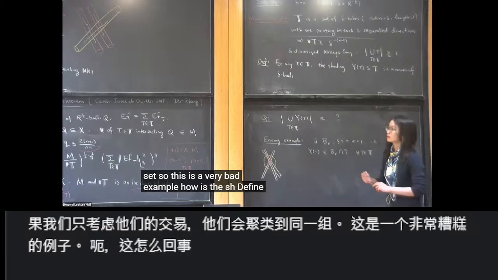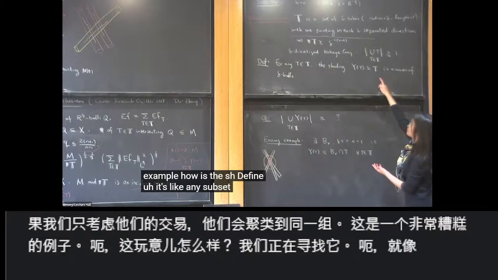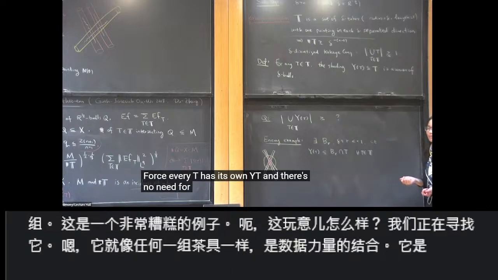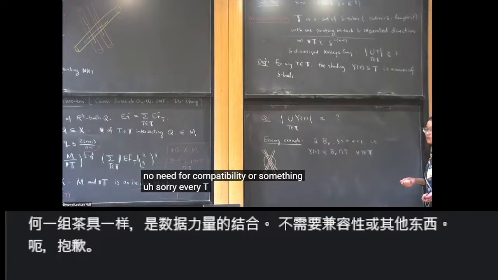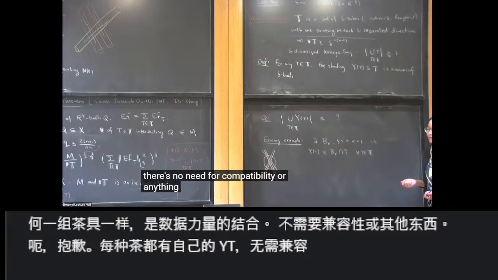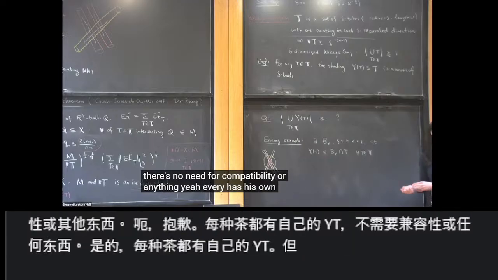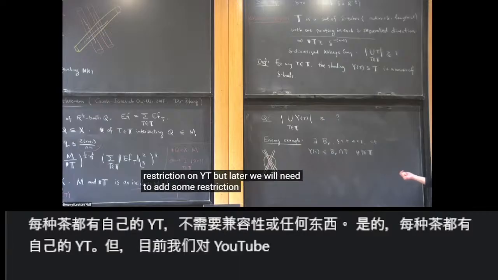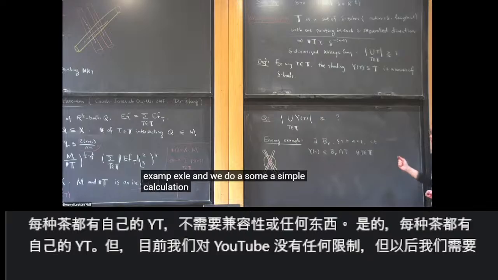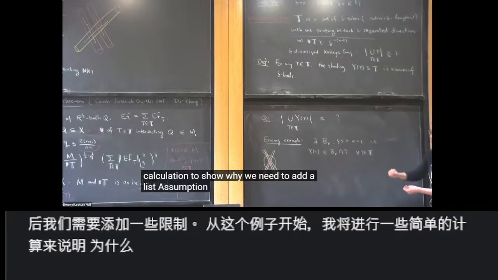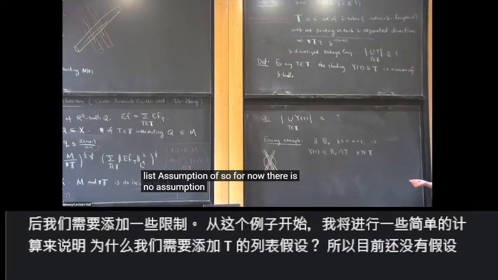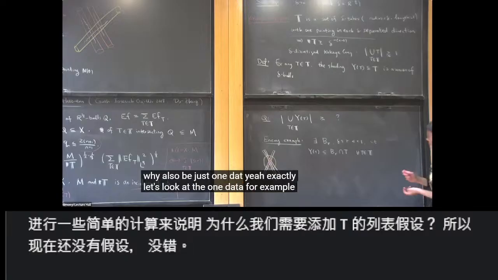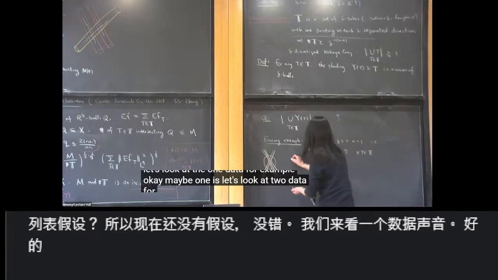How is the shading defined exactly? It's any subset of T that is a union of delta balls. Every T has its own Y_T and there's no need for compatibility or anything. Yeah, every T has its own Y_T. And for now, we don't have any restriction on Y_T, but later we will need to add some restriction. From this example, we'll do a simple calculation to show why we need to add at least an assumption on Y_T. Y_T could also be just one delta ball. Yeah, exactly. Let's look at the one delta ball example. Okay, maybe one is bad. Let's look at two delta ball examples.